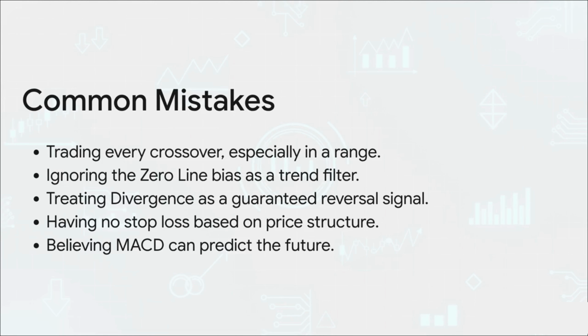Number 2, ignoring the zero line. That line is your filter. If you're looking for buys, you want to be above it. Sells, you want to be below it. Fighting the zero line is a tough game. Number 3, treating divergence like a guaranteed reversal. Remember, it's just a warning. The trend can stay tired for a long, long time. Wait for price to prove it's over.